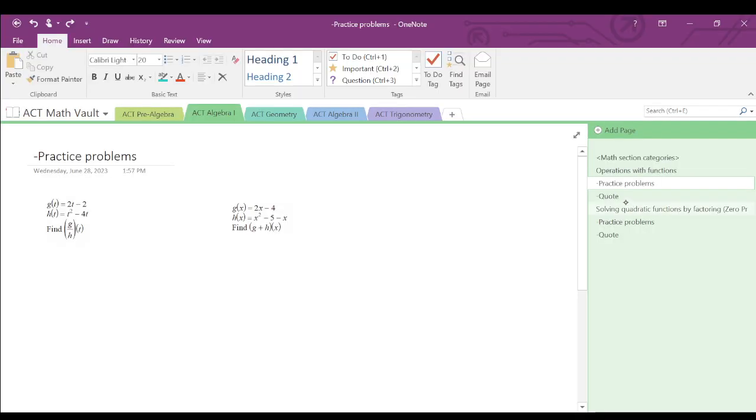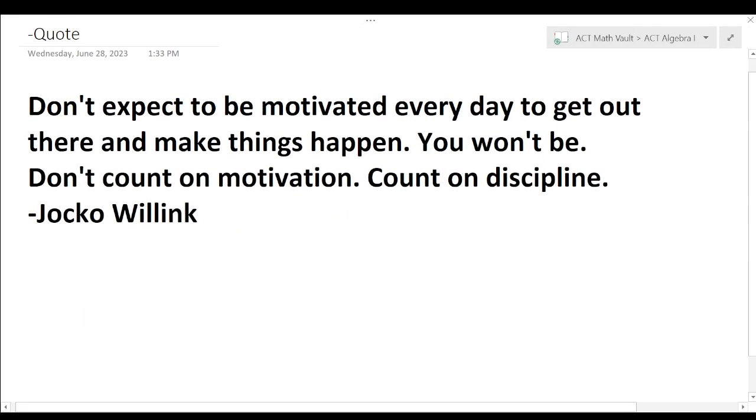All right, a quote for inspiration. Don't expect to be motivated every day to get out there and make things happen. You won't be. Don't count on motivation. Count on discipline. I think I need weekly reminders of this, to not get frustrated by lack of motivation. But discipline certainly helps when you experience that.